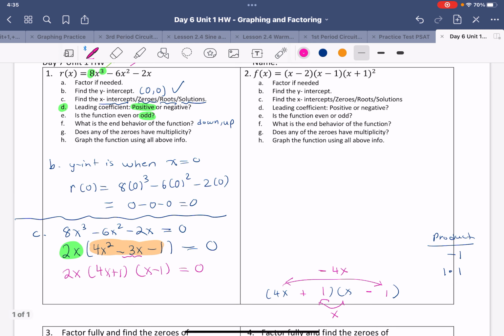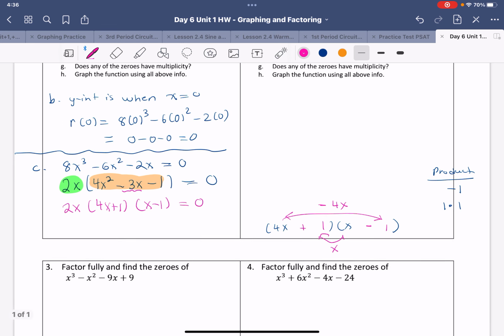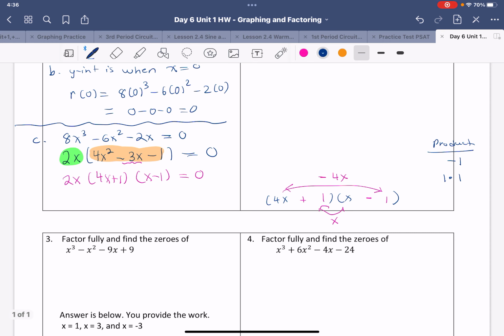So remember that this is a third-degree polynomial, so at most we can get 3 answers. So when I'm looking at this, I have my 2x, so I'm going to do 2x equals 0. I'm going to do 4x plus 1 equals 0. And then I'm going to do x minus 1 equals 0. These are going to give me all my x-intercepts.